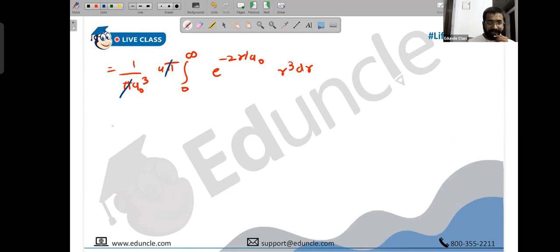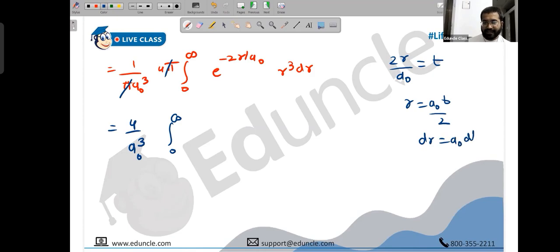So we have 4 upon a naught cube into 0 to infinity. Again, I can go with substitution. Let 2r upon a naught be t. So r is a naught t by 2, and dr is a naught dt by 2. Let's substitute. Limits remain unchanged: r is 0, t is 0; r is infinity, t is infinity. E raised to 2r upon a naught becomes e raised to minus t. R cube becomes a naught cube t cube by 8, because r is this. Dr becomes a naught dt by 2.